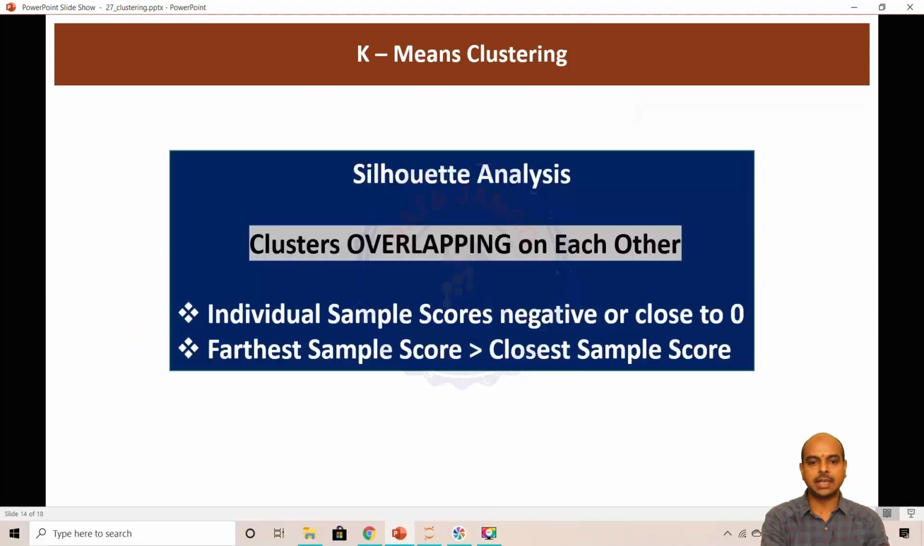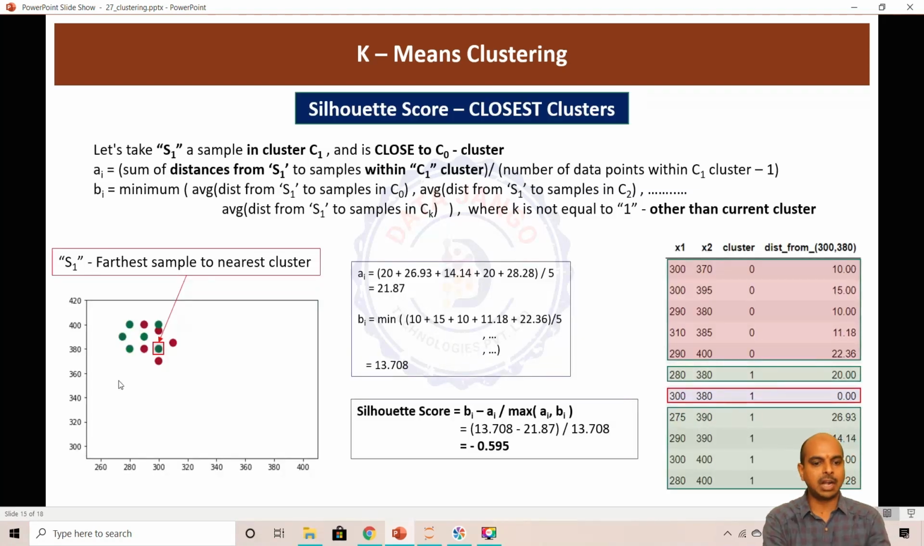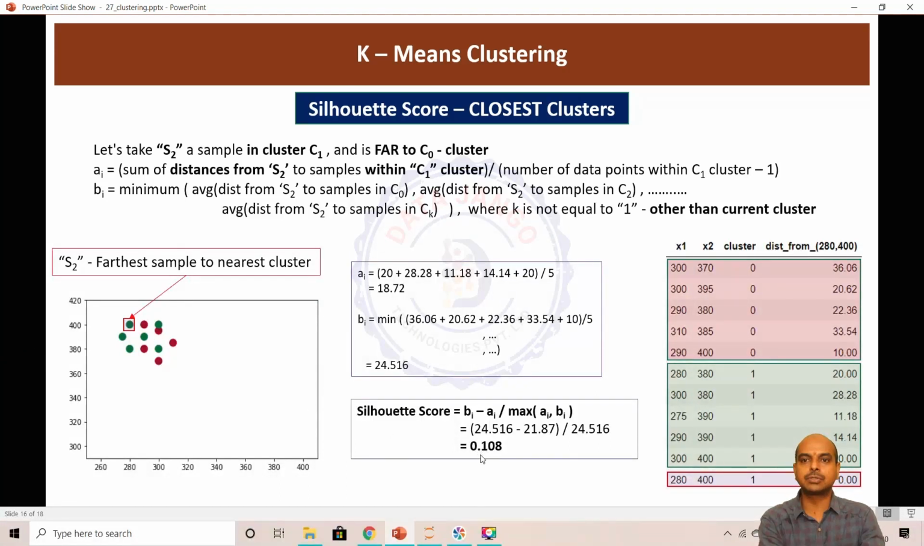Okay, the third scenario is overlapping clusters. When clusters are overlapping, each individual sample's silhouette score is going to be close to 0 or negative, -1. Okay, here also farthest sample's score is going to be greater than closest sample. See this, overlapping clusters, both are overlapping to each other. When I calculated the data point which is closest to the cluster, I got a negative score. Okay, and then farthest point I got a score which is close to 1.